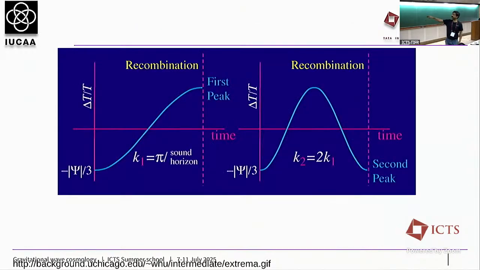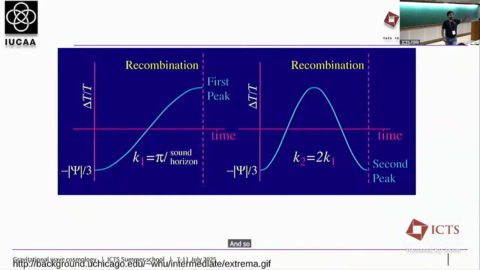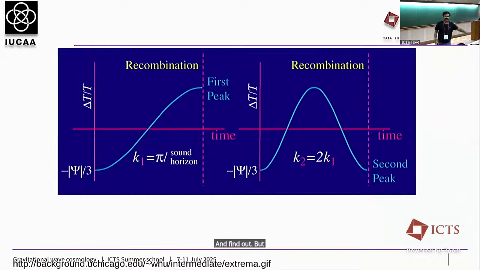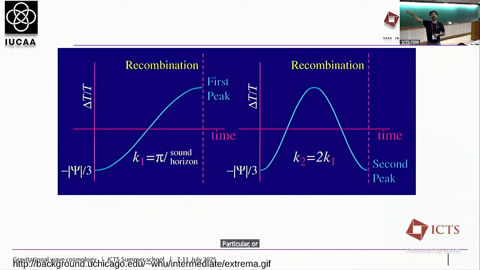This is related to the fluctuation amplitude and what the gravitational potential fluctuation is at a particular point. These will be different, and each of these wavelength modes will have different fluctuations. The amplitudes themselves we have to measure and find out. But whatever that amplitude is, we know that the fluctuations which are present in this particular mode should be amplified.